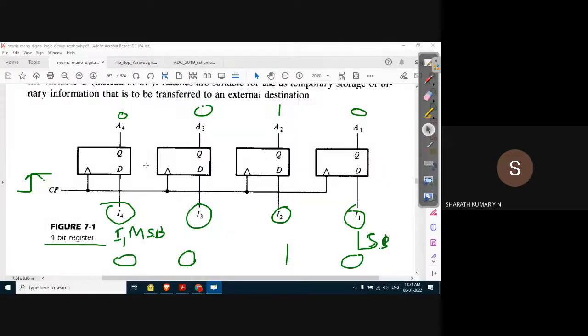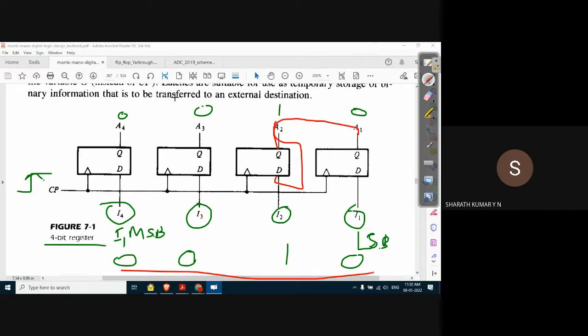What we have in this situation is we are providing the data parallelly through inputs I1, I2, I3, I4, and these flip flops store the data. But this register is not a shift register, because there is no internal connection between these flip flops, like the output of one flip flop fed as input to the next flip flop. We don't have such an arrangement. This is not a shift register. It's just a normal register where it can store 4 bits of data.